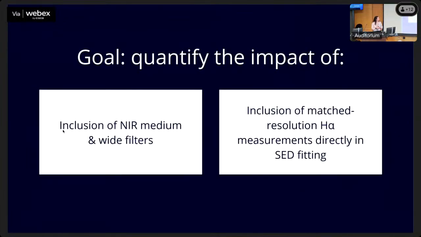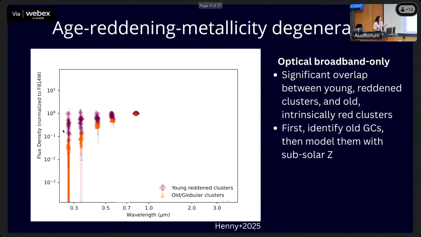The goal of this project was to quantify the impact of the inclusion of NIRCam filters and then the matched-resolution H alpha directly into SED fitting, and see what impact that has on age, reddening, and mass. Just as a brief overview, when we're doing SED modeling of star clusters, one of the biggest problems that we run into is the age, reddening, metallicity degeneracy. There are many combinations of these that result in similar types of solutions.